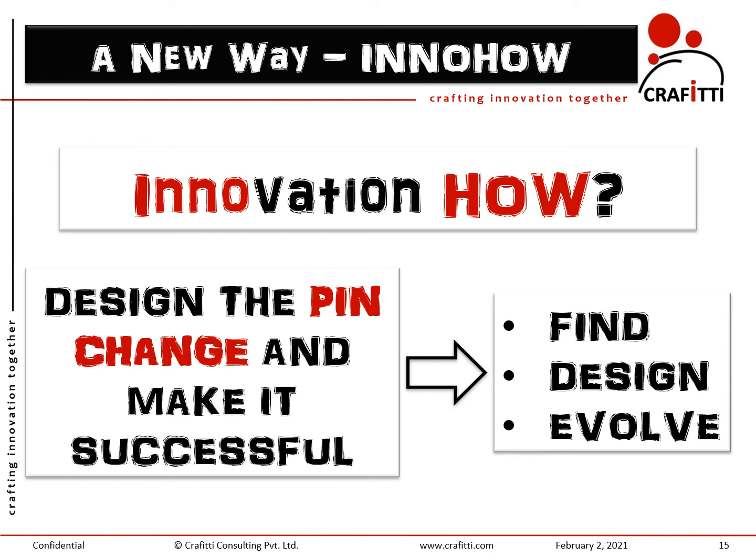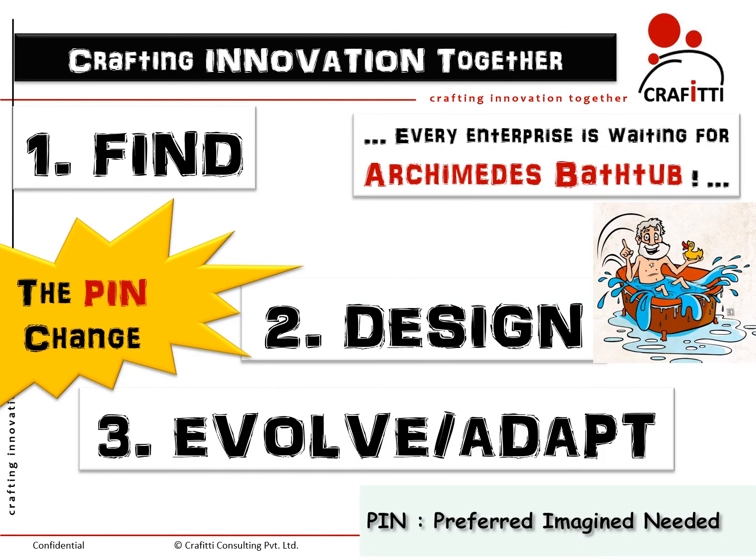So there are two parts, right? First is design the PIN change, and second, make it successful. So there are three clear steps. Find the PIN change, preferred, imagined, needed change, design it, and evolve it continuously. So there are three phases of innovation or the how part also, right? So in fact that is exactly our Graffiti innovation framework. The PIN change: find, design, evolve.